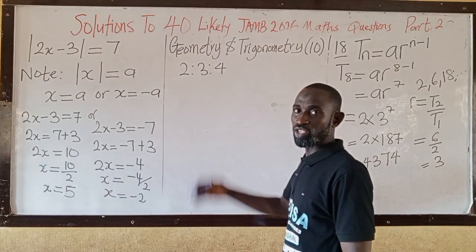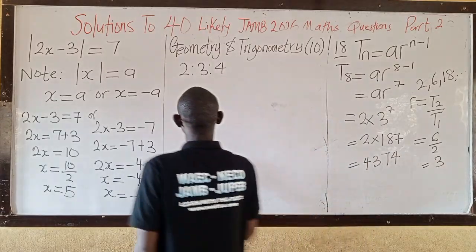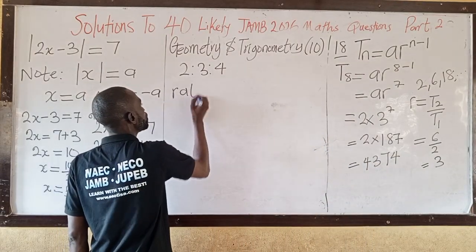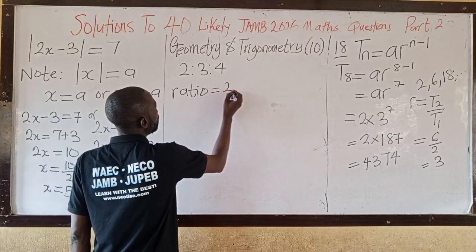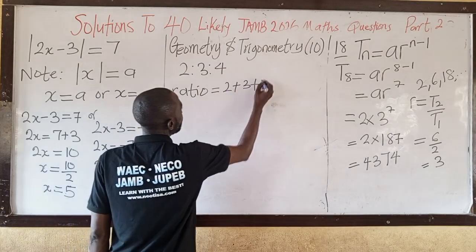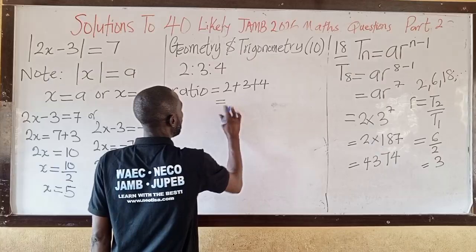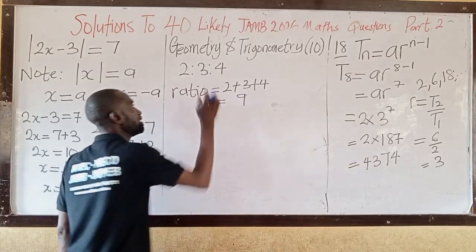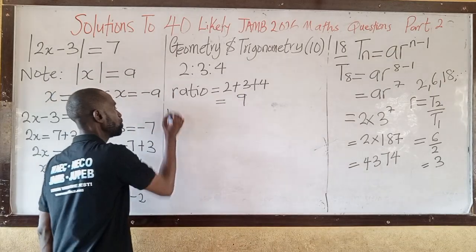The sum of angles in a triangle is what now? Is 180. So we should try. Let us get the ratio first. What is the total ratio? Total ratio will be 2 plus 3 plus 4. This will now be what now? 9. Okay? Now, what is the largest angle?